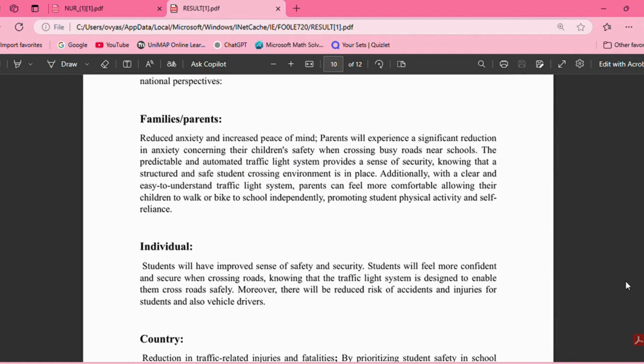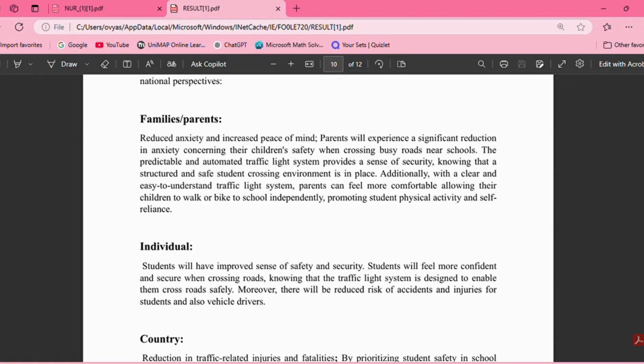Speaking of families, it will reduce their anxiety and increase their peace of mind. Parents will experience a significant reduction in anxiety concerning their children's safety when crossing busy roads near schools. The predictable and automated traffic light system provides a sense of security, knowing that a structured and safe student crossing environment is in place. Additionally, with a clear and easy to understand traffic light system, parents can feel more comfortable allowing their children to walk or bike to school independently. It promotes student physical activity and self-reliance.